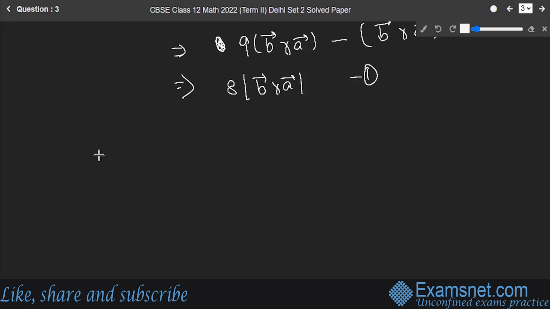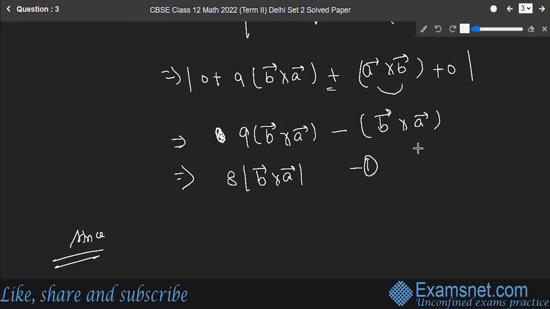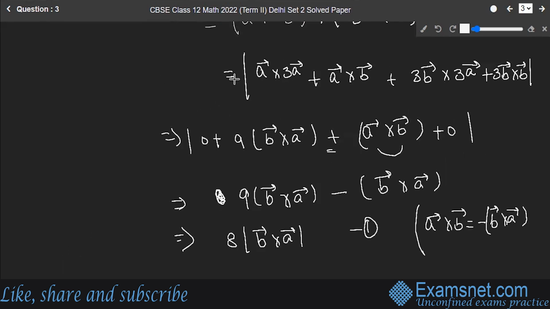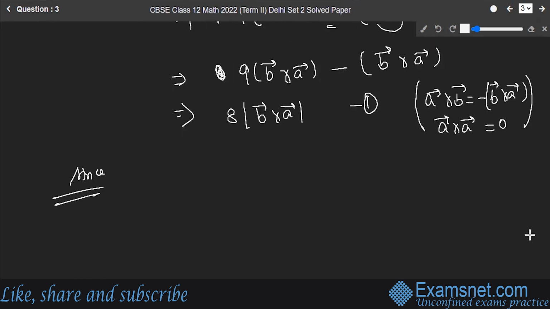Now, whatever I have used in this question, let's discuss that. A cross B vector is equal to minus of B vector cross A vector. Also, I have used that the cross product of the same vectors is equal to 0. Okay. All right.